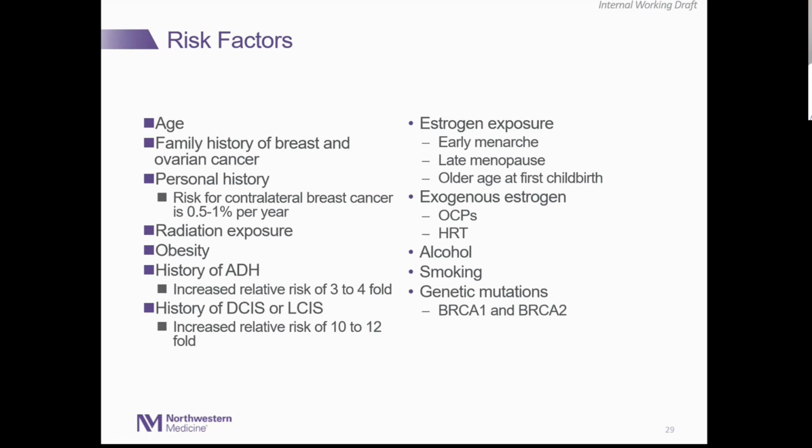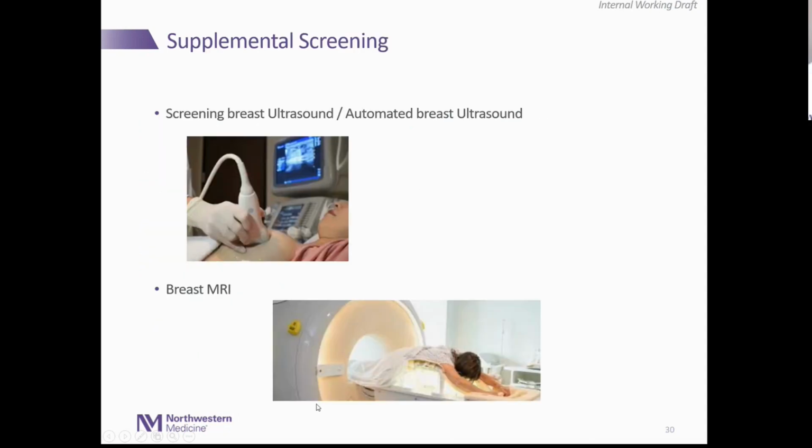This is a list of some risk factors for breast cancer. Age and family history are probably the most important. Certainly if there's a genetic mutation in the family, and a history of atypical cells on biopsy. There are some options for women to get additional screening if they are at high risk, in addition to the mammogram, which is required every year. Some patients undergo a breast ultrasound or a breast MRI.